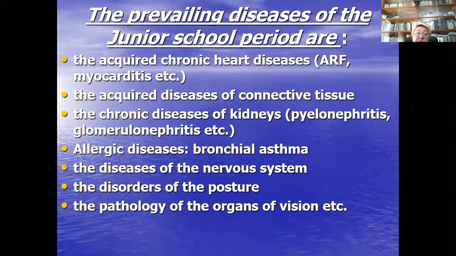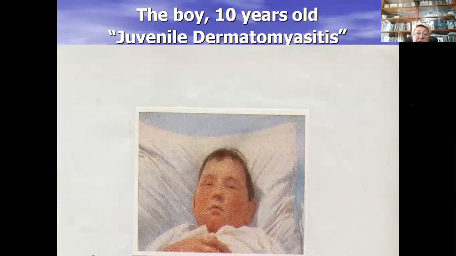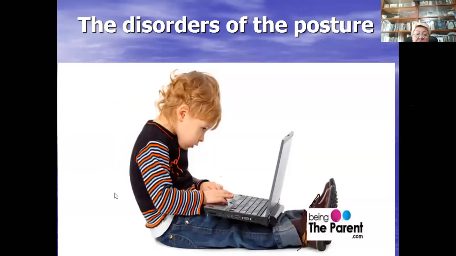In the picture you can see a boy, 10 years old, with juvenile dermatomyositis. His condition was very severe. He was treated at the Institute of Pediatric Obstetric and Gynecology, with good effect. And as a disorder of the posture, you can see the kyphosis of this child.